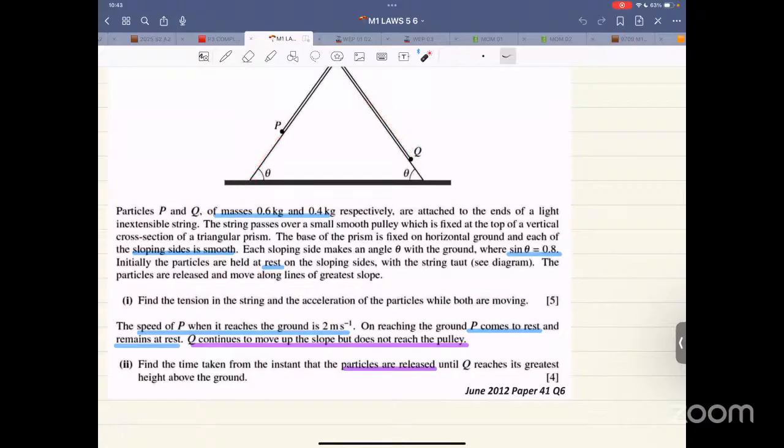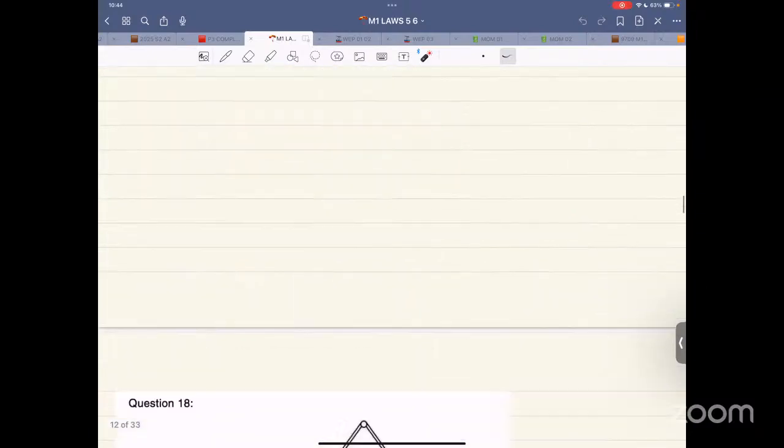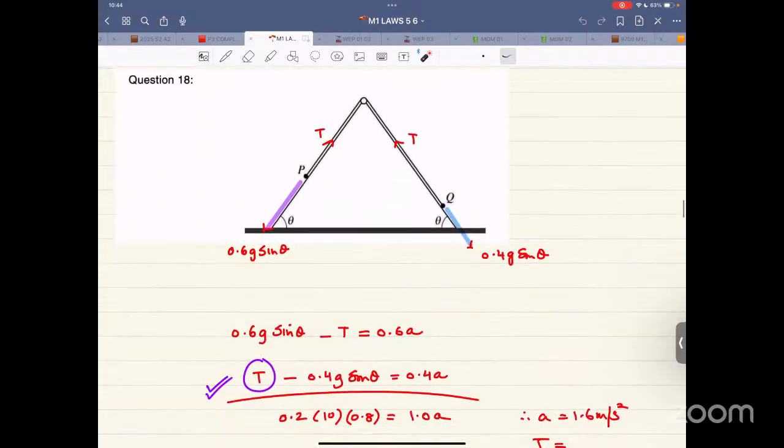The speed is 2 meters per second. On reaching the ground, P comes to rest, remains at rest, does not rebound. Q continues to move up the slope but does not reach the pulley. So let's say this goes down this much, and then it goes further up till here. Find the time taken from the instant that the particles are released until Q reaches its greatest height above the ground. So now this is 0.6 g sine theta minus tension is 0.6 a. Tension minus 0.4 g sine theta is 0.4 a.